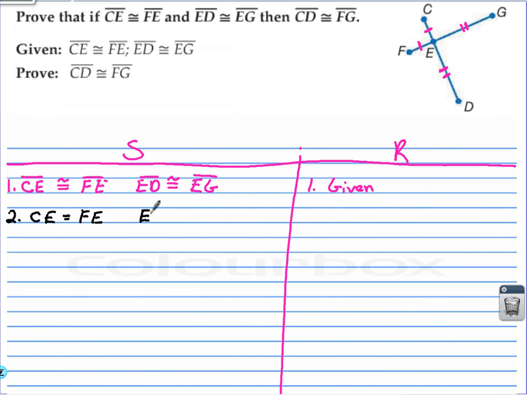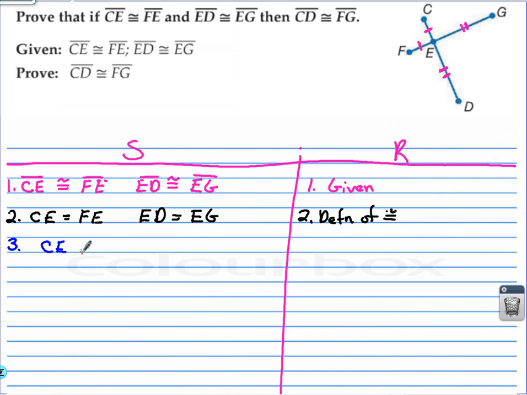The length of ED is equal to the length of EG, by the definition of congruent. Again, that's what it means to be congruent. If two things are congruent, they're equal in size. They're equal in length. That's going to be your first step for most of these problems. Step number 3. See if anybody can tell me why I can do this.